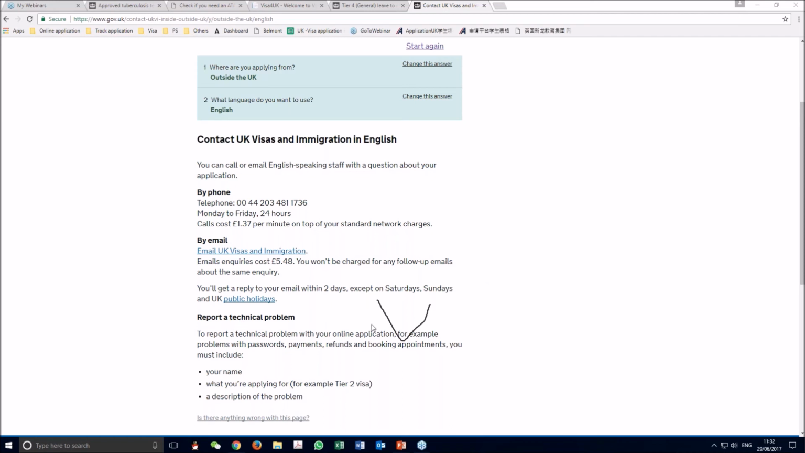Okay, question from Kyle. Okay, I understand that I need to maintain the total amount of money required for 28 days. That's right. But does the account need to be dormant throughout the 28 days? Let's answer this question first. Does the account need to be dormant? Means can I use the money inside the bank account?